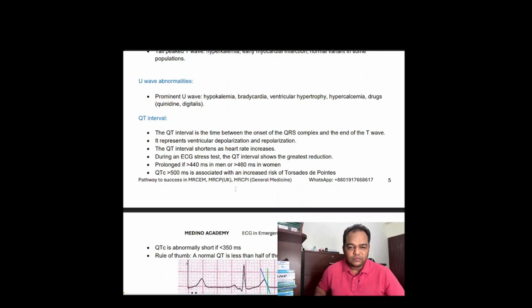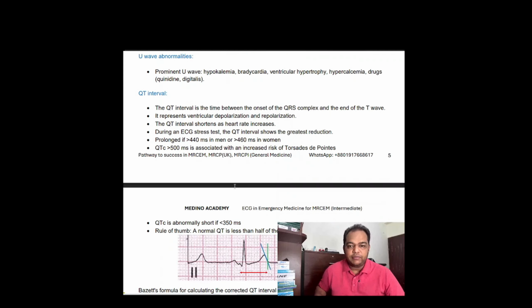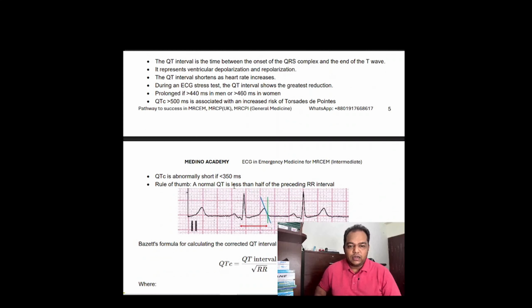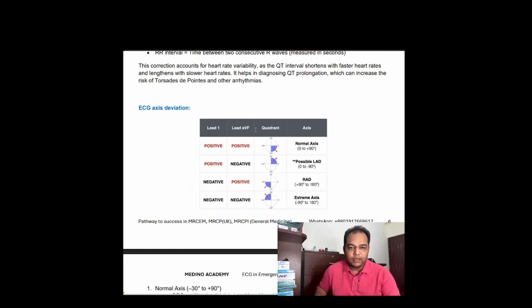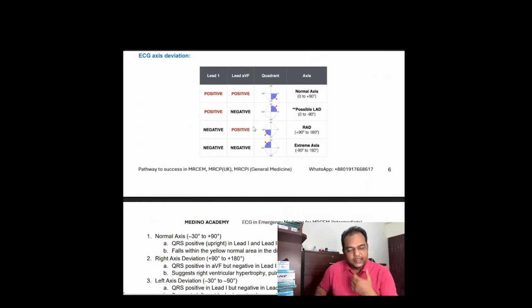So, due to this variability, we can calculate the corrected QT interval by this formula. The normal QT interval is less than 440 millisecond in case of men and less than 460 millisecond in case of women. Now the axis deviation.